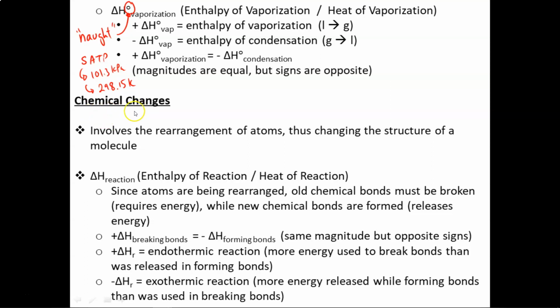Now, when it comes to chemical changes, that involves the rearrangement of atoms, and as such, you are changing the structure of the molecule, so you are creating a new substance. These energy changes are referred to as enthalpies of a reaction, or the heat of the reaction. Typically, you'll see it as delta H R or delta H RXN for reaction. Unlike physical changes where you are breaking and forming the intermolecular forces, with a chemical reaction you are breaking and forming chemical bonds. But other than that difference, all the other sign conventions are the same. So energy is required to break a bond, while energy is released while forming the bonds, positive, negative delta H. And the same magnitude but opposite signs still apply.